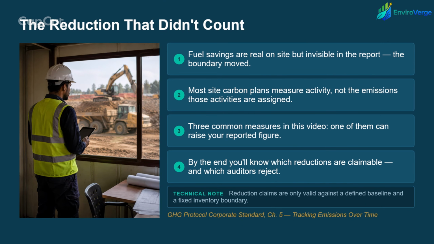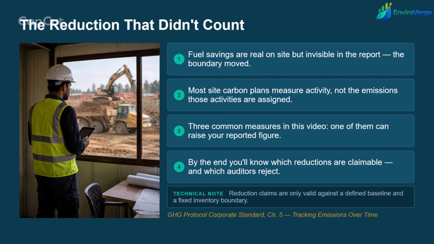Here's what happened. The fuel savings were real. You could see them on the Bowser dockets. But by the time the numbers reached the report, they'd vanished. Because most site carbon plans measure activity. They don't check which emissions those activities are actually assigned to.